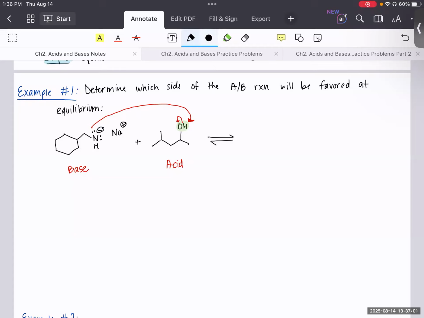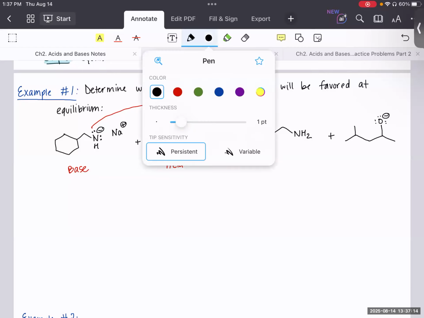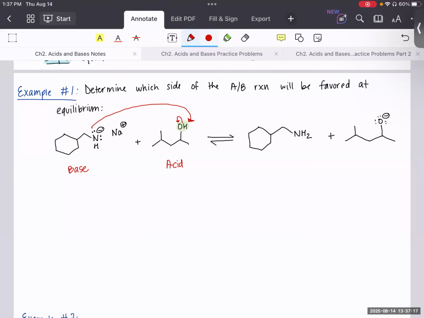All right, from here, all we do is draw out the products now. So we show the transfer of that proton. We end up with a negative charge on the oxygen since that had gained an electron pair. And next, we can label our conjugate acid and conjugate base. All right, so now we have our acids and bases and conjugates labeled. The next thing we have to do is determine the equilibrium. So let's go through the pKa method first.